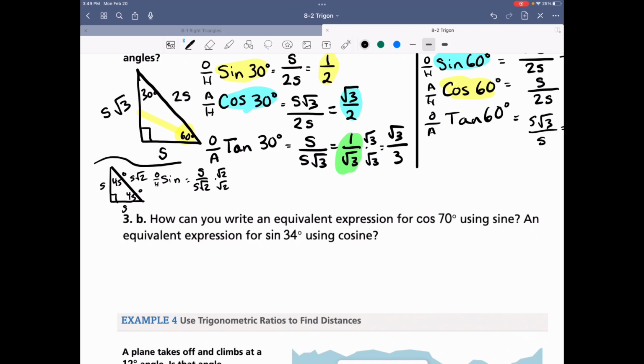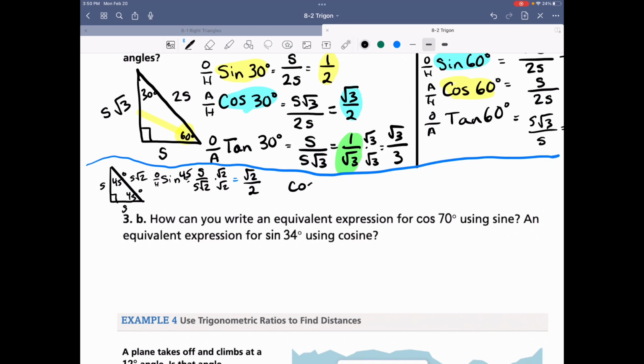I'm running out of space. So I just want to keep this separate over here. When I rationalize root 2 over root 2, and the s's cancel, it ends up equaling root 2 over 2. And that is the sine of 45. Let me fit that in here, sine of 45.